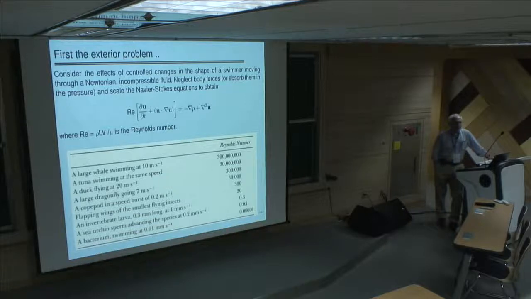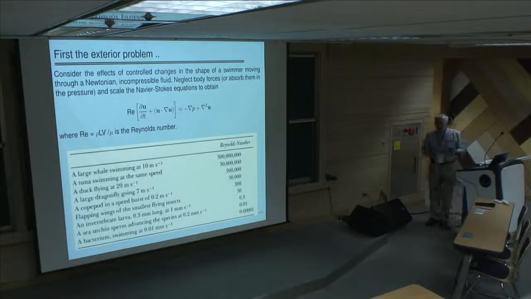If we write down the Navier-Stokes equation and scale it in an appropriate way, you get this equation, where this quantity is the Reynolds number. And if you look at the Reynolds number for some typical kinds of swimmers, you see an enormous range. A large whale swimming at 10 meters a second is something like 3 times 10 to the 8th, which means, incidentally, that the inertial effects, which are represented by the terms on the left, dominate a whale. They also dominate you if you swim.